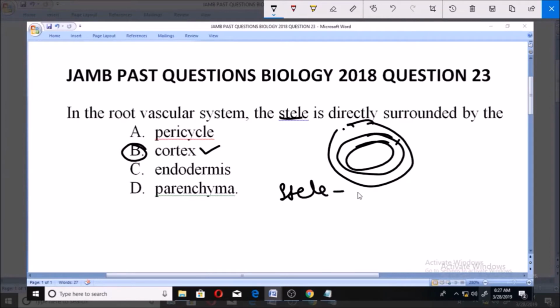So the stele actually consists of vascular tissues made up of alternate phloem and xylem. So that's what the stele consists of, and it is actually surrounded by the cortex. So it consists of vascular tissues made up of alternate phloem and xylem bundles arranged in rings, and that makes C the right answer to the problem.